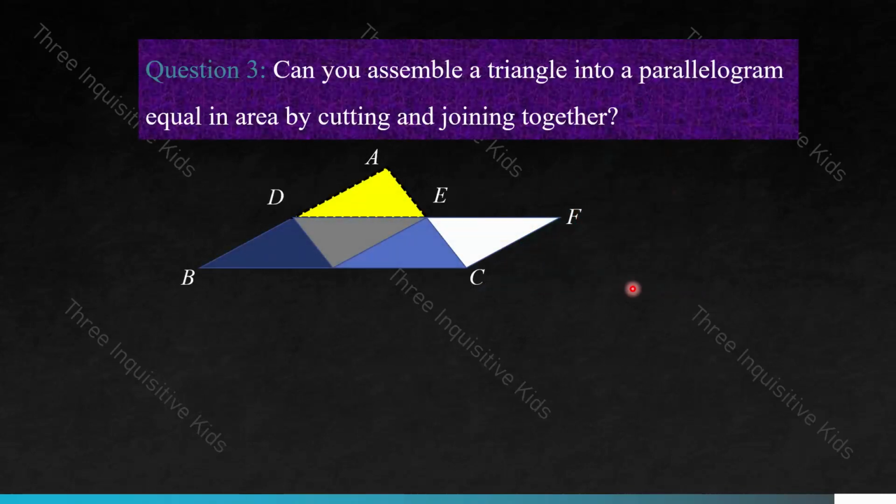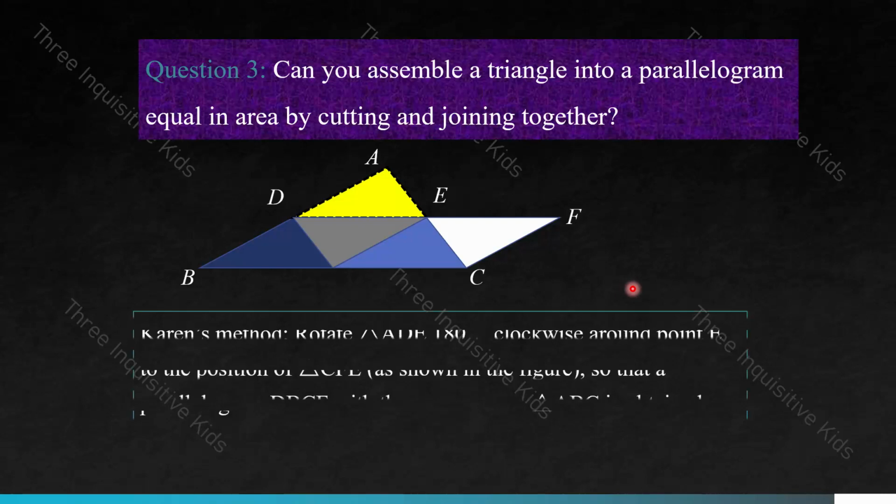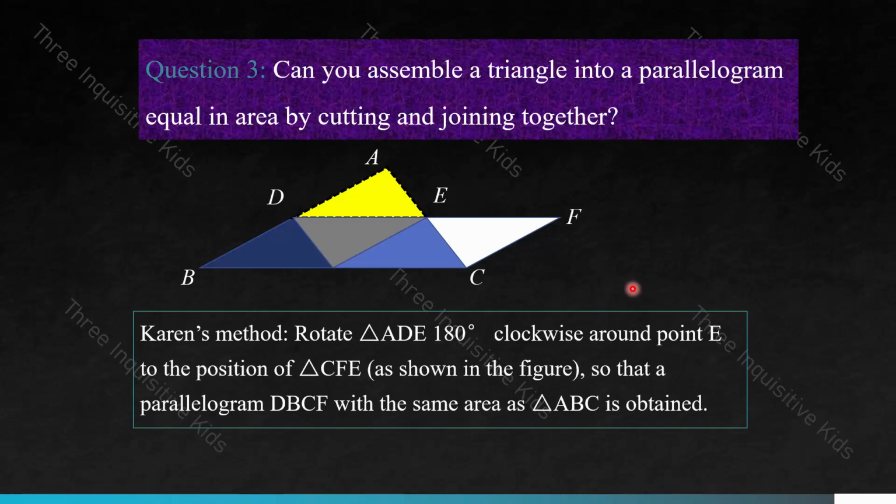Can you assemble a triangle into a parallelogram equal in area by cutting and joining them together? Well, here is my method, Karen's method. Rotate triangle ADE 180 degrees clockwise around point E to the position of triangle CFE as shown in this picture. So we're rotating this yellow piece to the position of the white piece so that a parallelogram DCBF with the same area as triangle ABC is obtained.